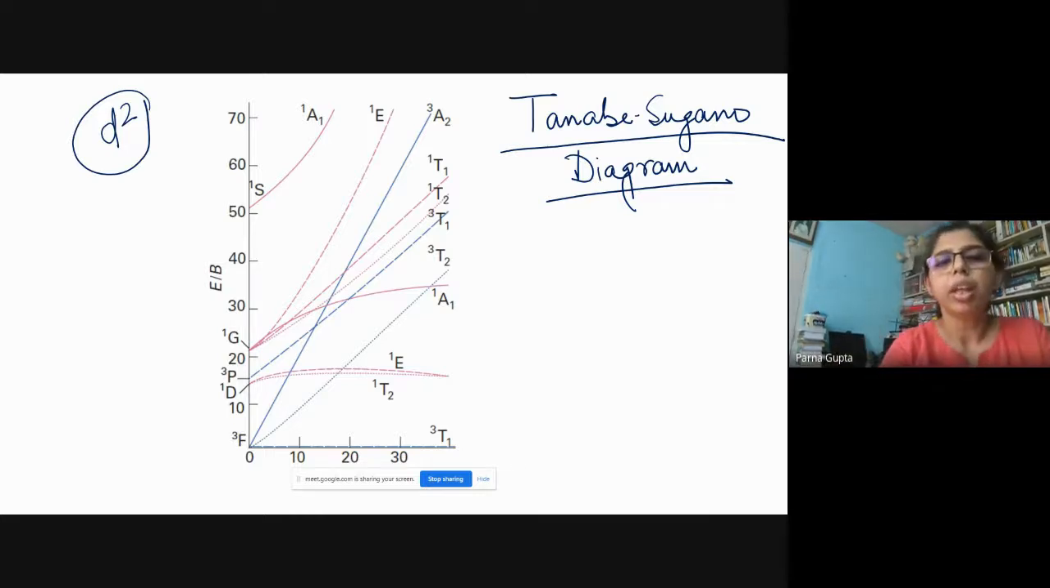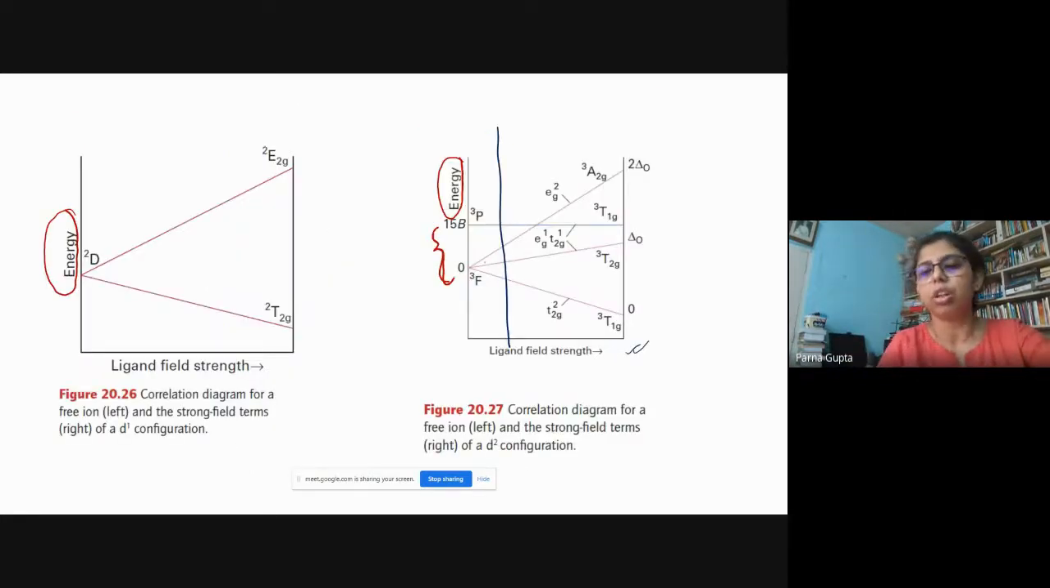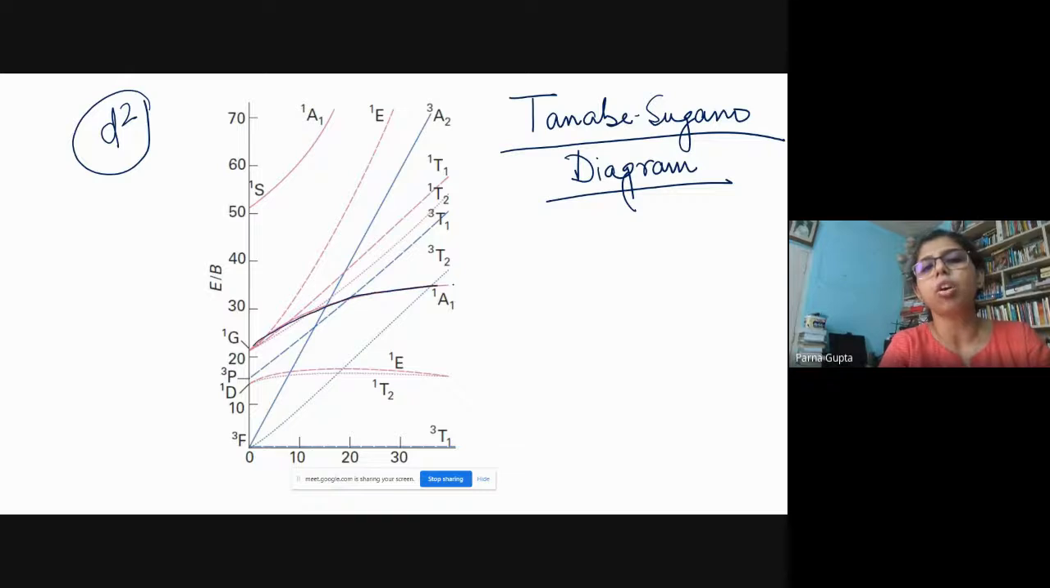If you see this, 3T2 and 3T1, these three values have the same spin multiplicity, and they are not crossing. Even though they are not crossing, at some point they repel. So this is not a straight line, this is not the straight line. Repulsion is also taking place. Why it is happening will be explained, but not now.